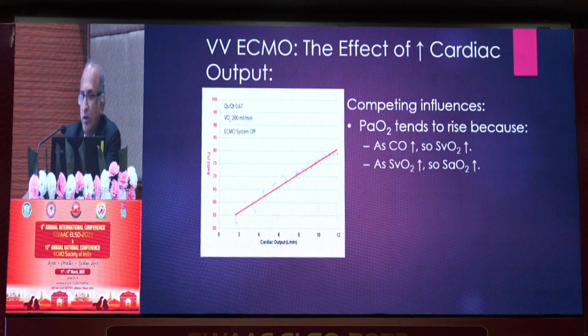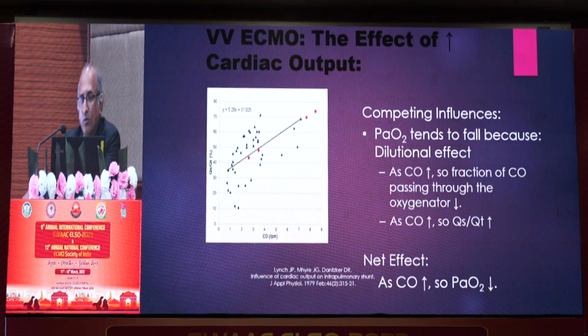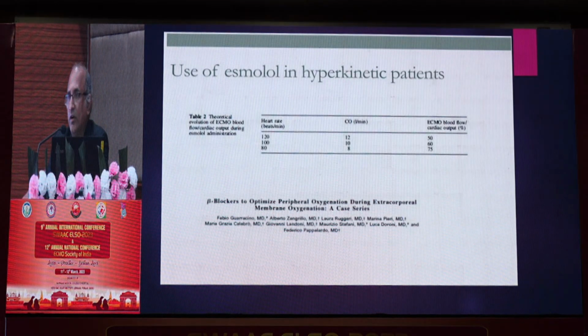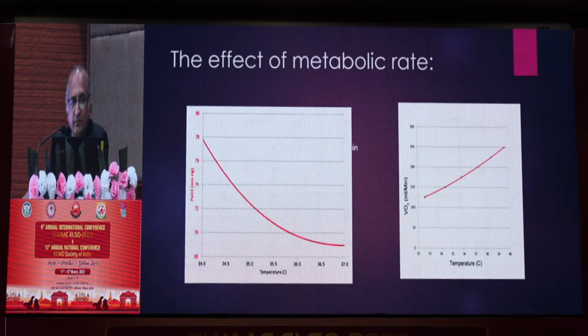So increasing cardiac output definitely causes more of a dilutional effect, and that leads to a drop in the saturation. So what you need to do is try to get the cardiac output down by treating the underlying cause or giving beta blockers. Okay, and there are various studies which show that by getting the cardiac output down, the fraction of the blood that gets oxygenated changes from 50% to 75%, and that itself increases the saturation.